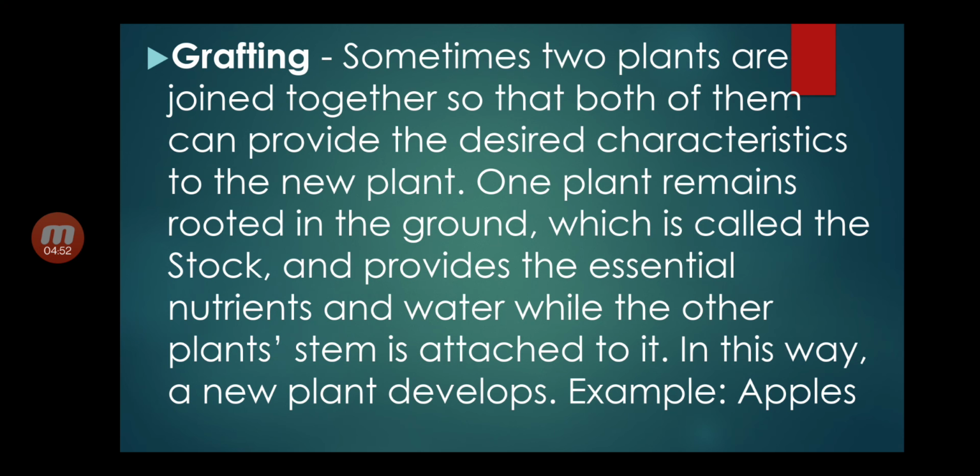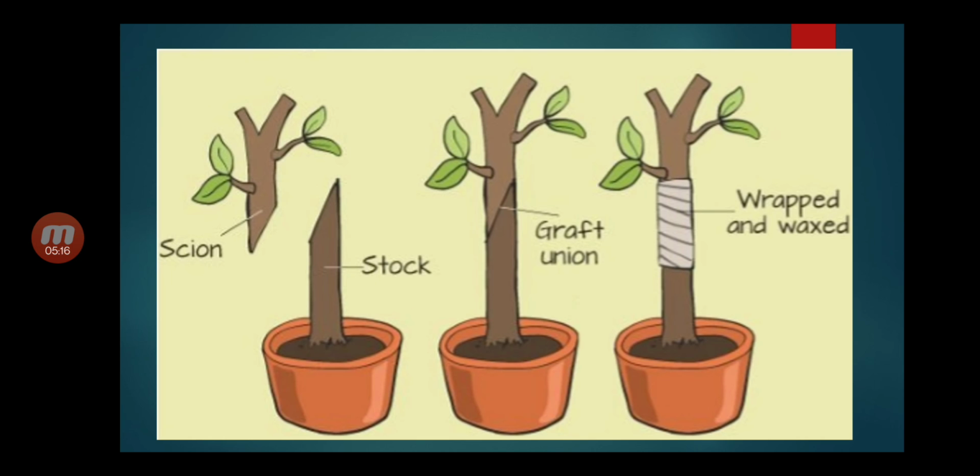Grafting. Sometimes two plants are joined together so that both of them can provide the desired characteristics to the new plant. One plant remains rooted in the ground, which is called the stock, and provides the essential nutrients and water, while the other plant stem is attached to it. In this way, a new plant develops. Example, apples.